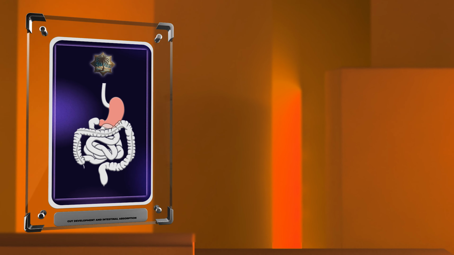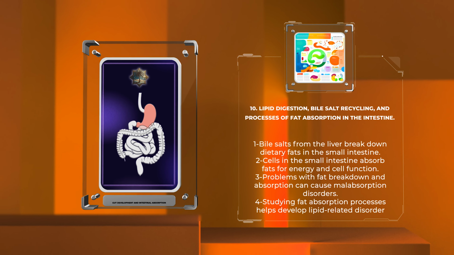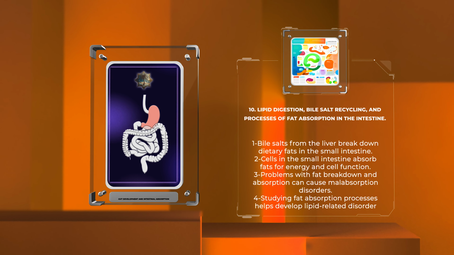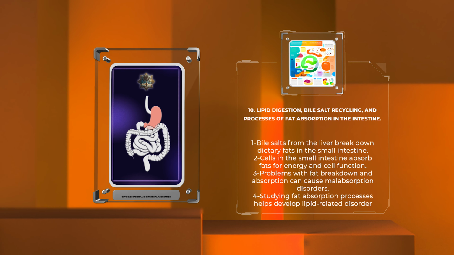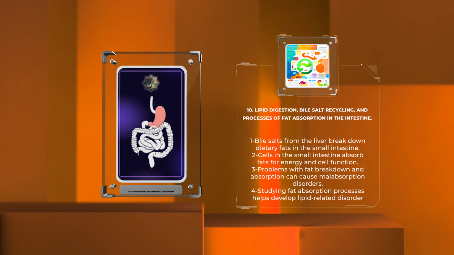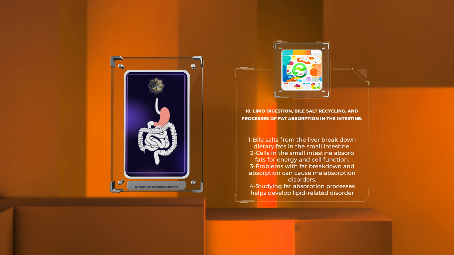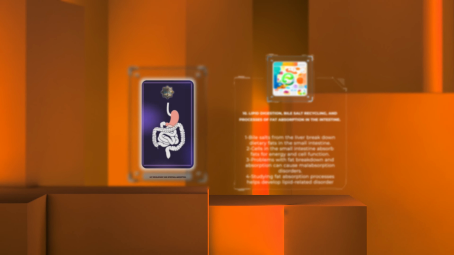In the video about gut development and intestinal absorption, we discussed how the body breaks down and absorbs dietary fats. Bile salts from the liver break down fats, which are then absorbed by cells in the small intestine. This process is important for energy and cell function. Problems with this process can lead to malabsorption disorders. Studying these processes helps us develop treatments for lipid-related disorders.